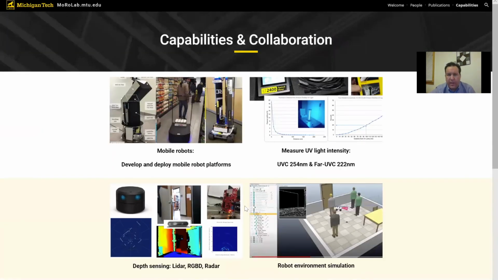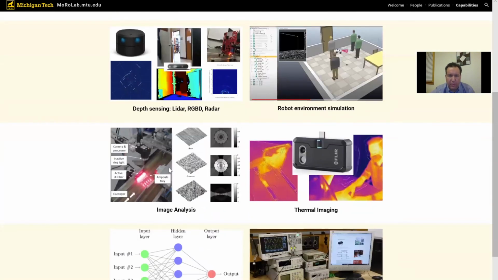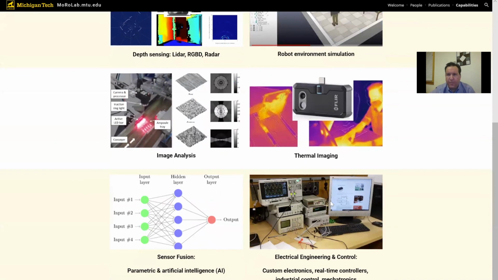And finally, these are the lab's capabilities. We have sensors to measure UV light. We can build mobile robots. We have laser, depth cameras, and radars. We can simulate. We can do thermal imaging and image analysis. We can build custom electronic circuits, and we can implement artificial intelligence.